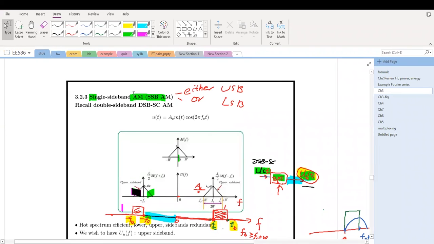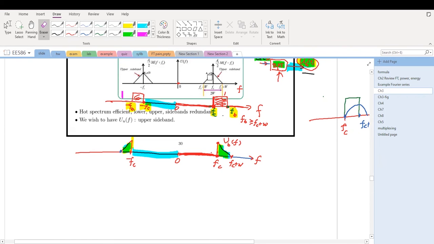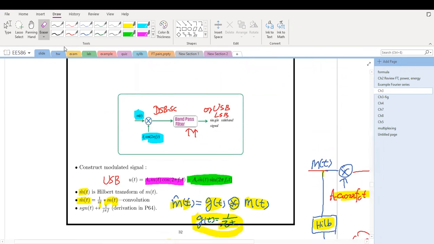For the single sideband AM signals, we want to transmit either the upper sideband signal or the lower sideband signal. If we want to transmit the upper sideband signal, the spectrum of the modulated signal will look like this. This is the upper sideband AM signal. To implement single sideband, we can use a bandpass filter, but we need the bandpass filter to be ideal, which is hardly achievable in practical systems.